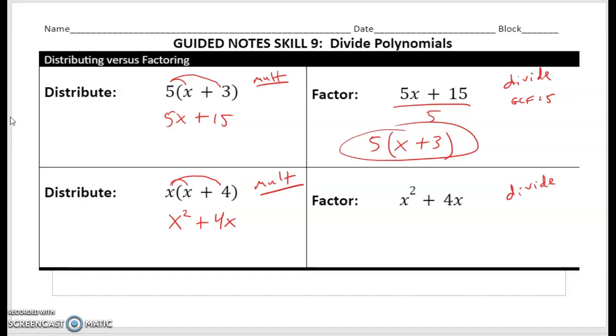Here, the GCF this time is not a number. It's a letter, x. They both have an x. Divide it out. Write it out front. X squared divided by x is x. Plus 4x divided by x is just 4. So it's the opposite. These two are opposites of each other.